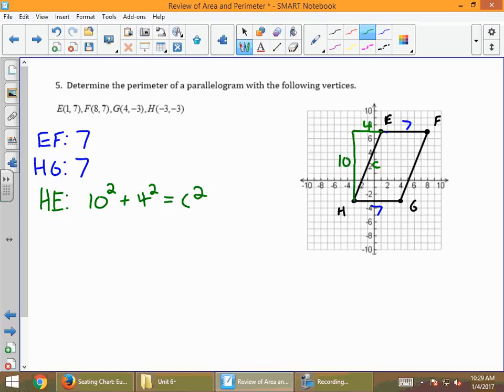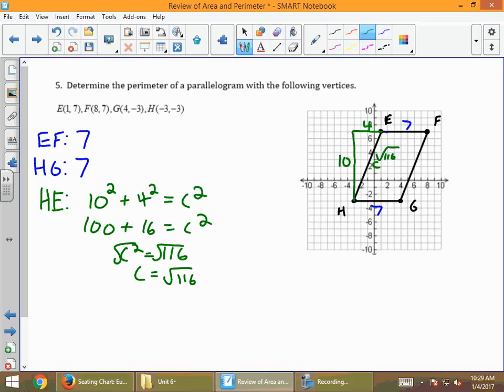So let's go through here and figure out what's going on. Square it up. 10 squared is 100 plus 4 squared, 16, equals c squared. We know what's going to happen here. We got c squared equals 116. Get it by itself. I need to square root, the root's on fire. C equals the square root of 116. We're rounding, so we'll save that for the final answer. But I know that this is going to be the square root of 116.